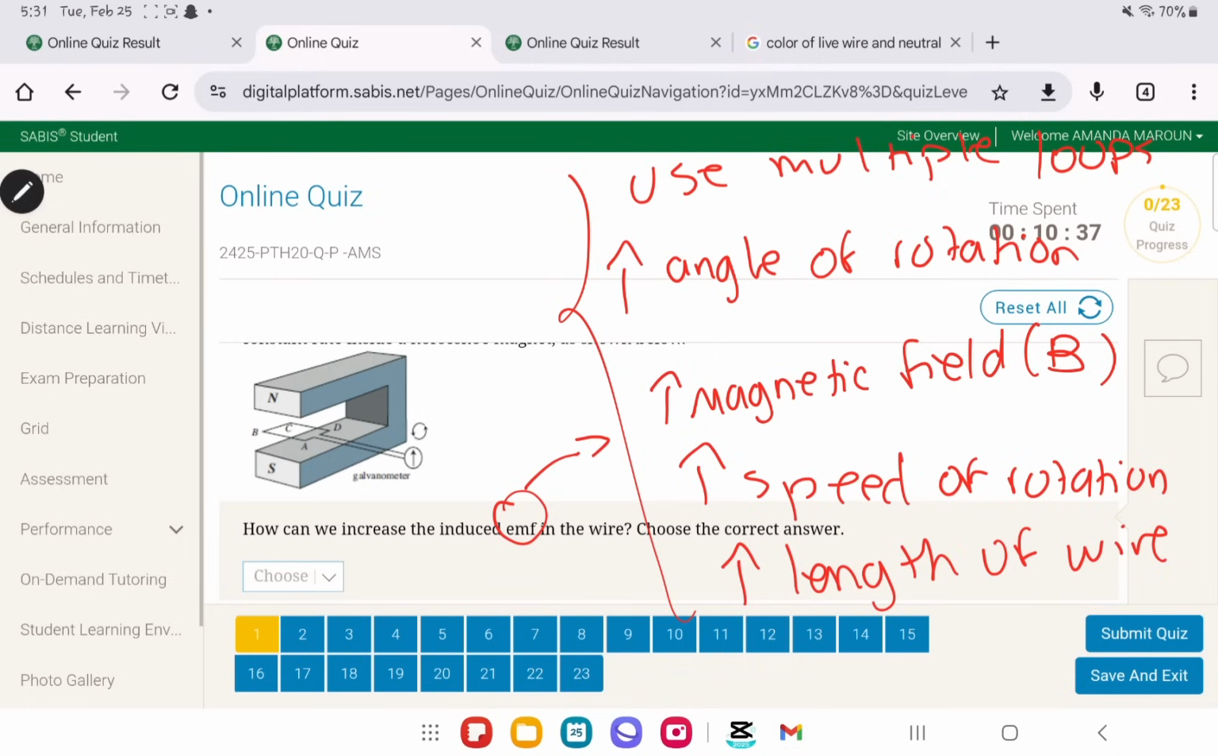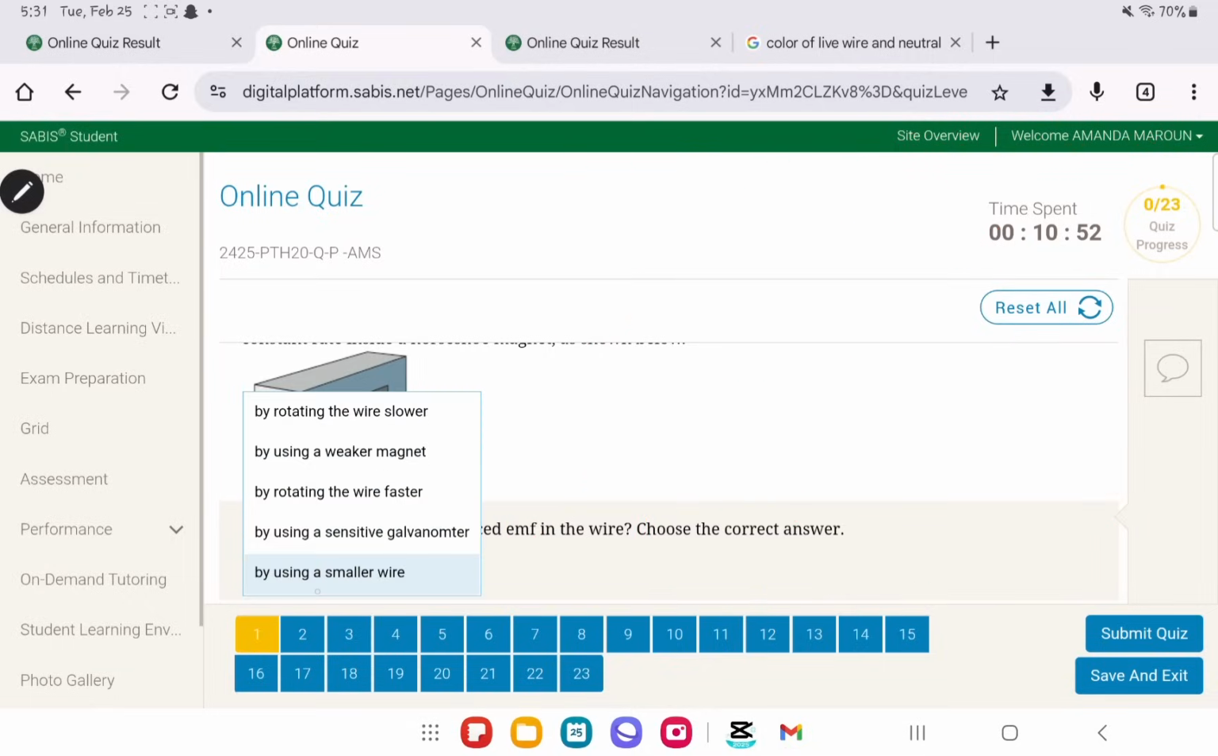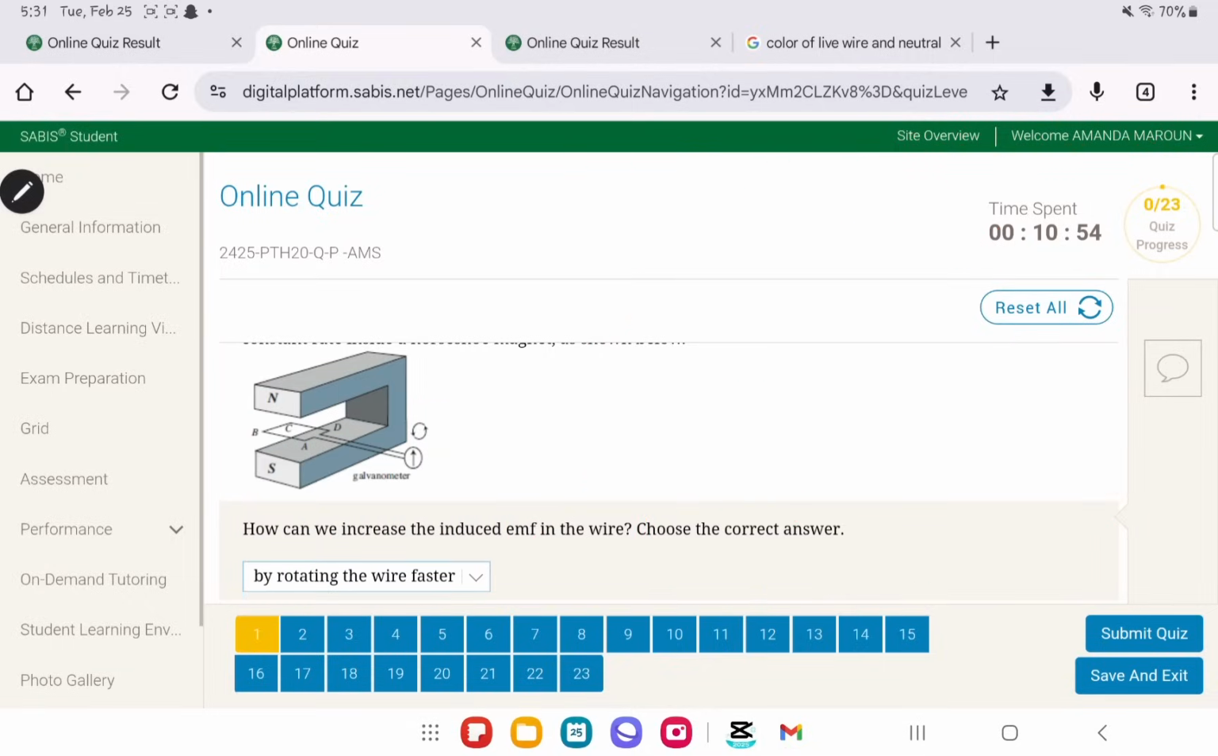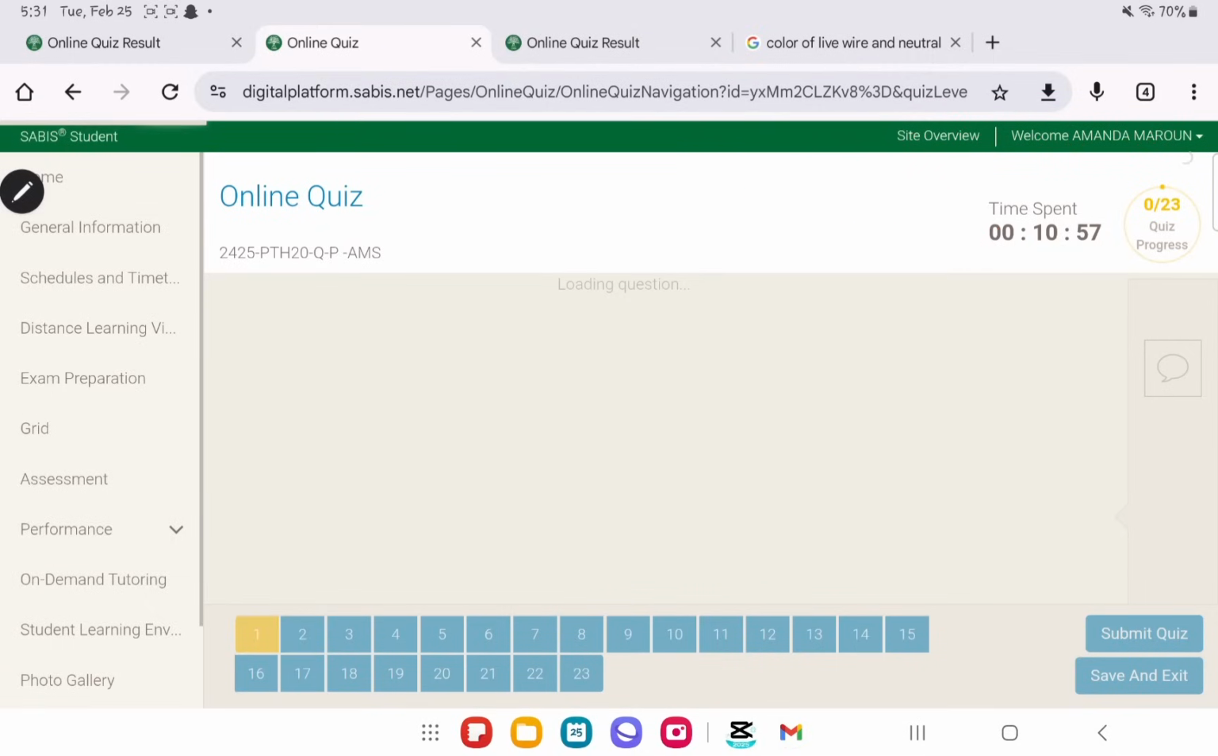So to increase the electromagnetic force in the wire, you could use multiple loops, you could increase the angle of rotation, you could increase the magnetic field denoted by B, you could increase the speed of rotation, and you could increase the length of the wire. So definitely over here, rotating the wire faster is the correct answer.